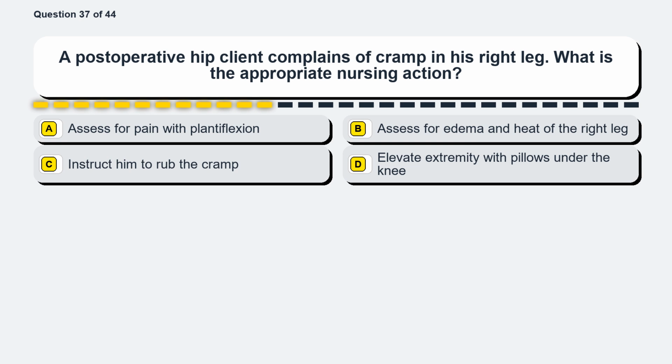Option A, assess for pain with plantarflexion. Option B, assess for edema and heat of the right leg. Option C, instruct him to rub the cramp. Option D, elevate extremity with pillows under the knee.